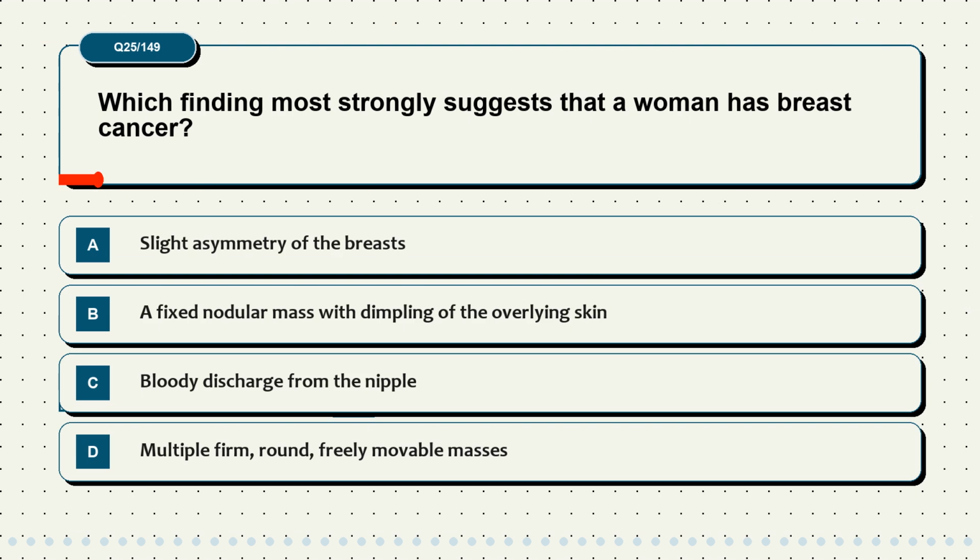Question 25. Which finding most strongly suggests that a woman has breast cancer? Here are the options. Option A, slight asymmetry of the breasts. Option B, a fixed nodular mass with dimpling of the overlying skin. Option C, bloody discharge from the nipple. Option D, multiple firm, round, freely movable masses.